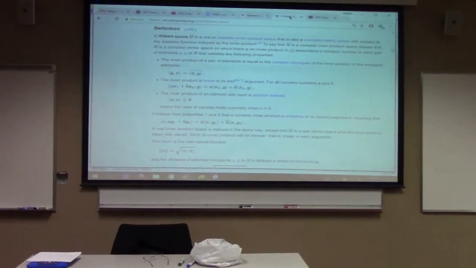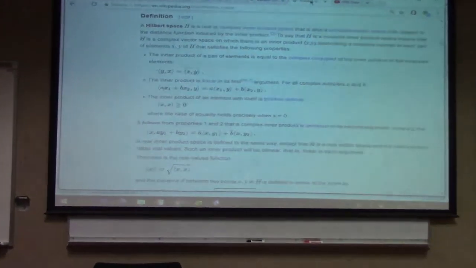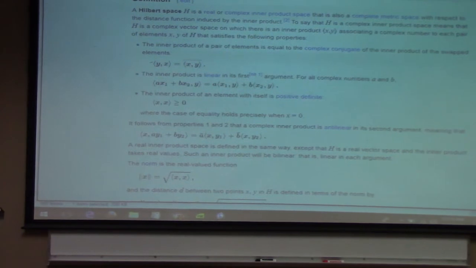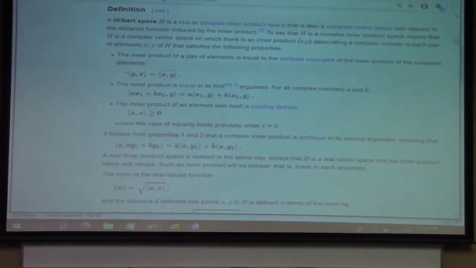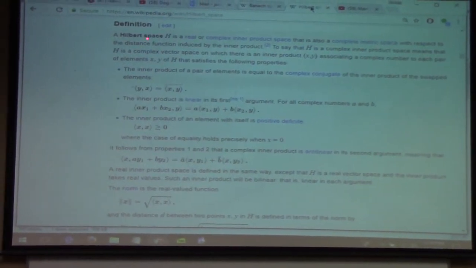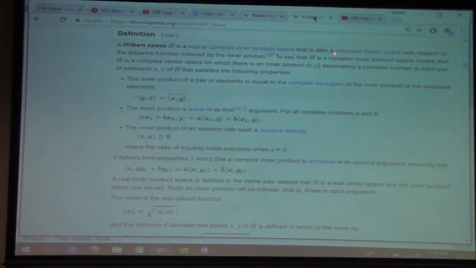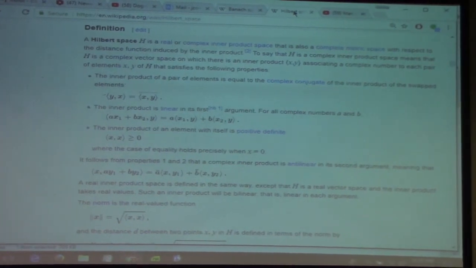As I should warn you guys, I was raised by physicists, and sometimes it shows because whenever we talk about Hilbert spaces in physics, it's always in the context of quantum mechanics, which is in the context of complex inner product space. But that's just an artifact of my education. The real Hilbert space is just a real or complex inner product space that is also a complete metric space. So to say it's a Hilbert space, to say it's an inner product space, which is also complete.